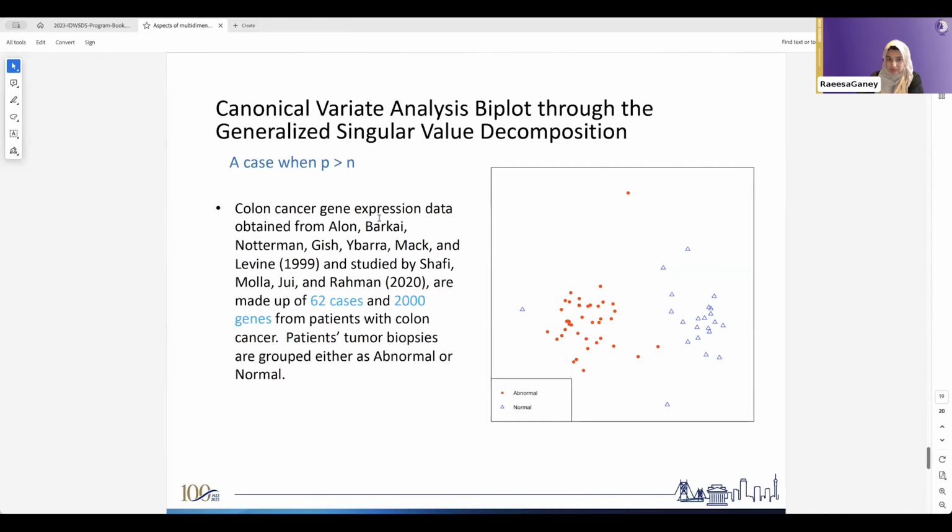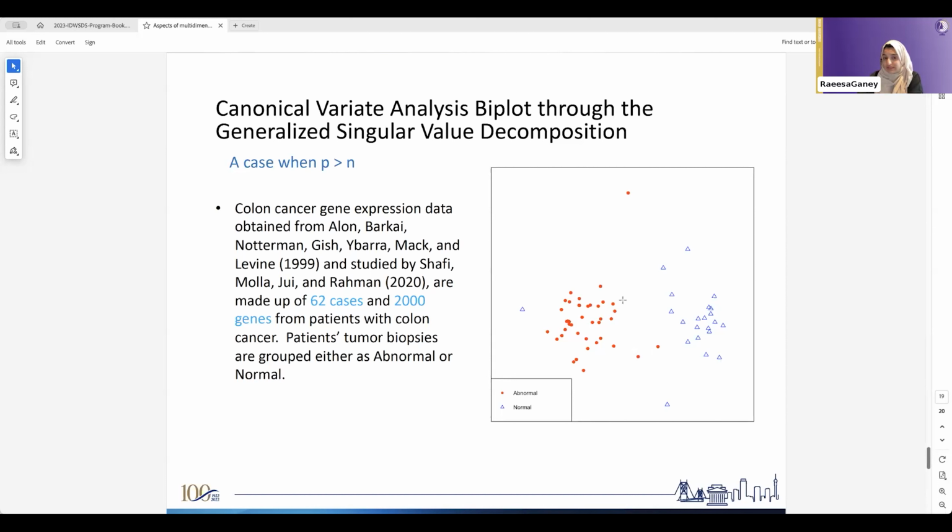And there are many types of this type of data. Lots of cancer data sets are based where P is larger than N. This is an example looking at colon cancer gene expression data. So there are 62 cases, so N is equal to 62, and 2,000 genes. So P is equal to 2,000, and you won't be able to construct a CVA biplot using this data set. So using the biplot based on the GSVD, with some heavy maths, I'm able to create a biplot which looks like this.